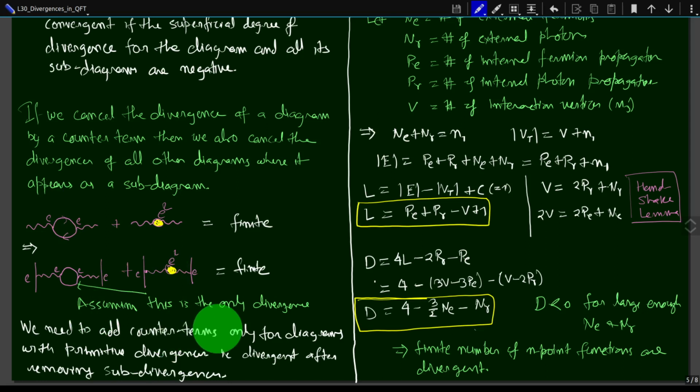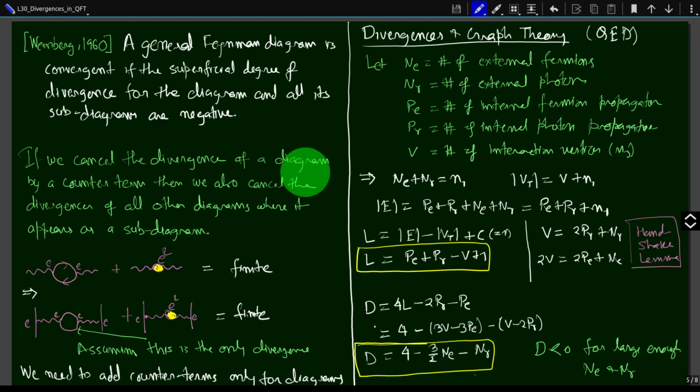So we need to add a counter term only for the diagrams with primitive divergence. That is, the divergence after removing the subdivergences. So here, if I remove the subdivergence, then this diagram is finite. So this 4 fermion diagram doesn't need a separate counter term. Okay, so that is what it means. So it is important to take care of the subdivergences. Sorry again for the train noise.